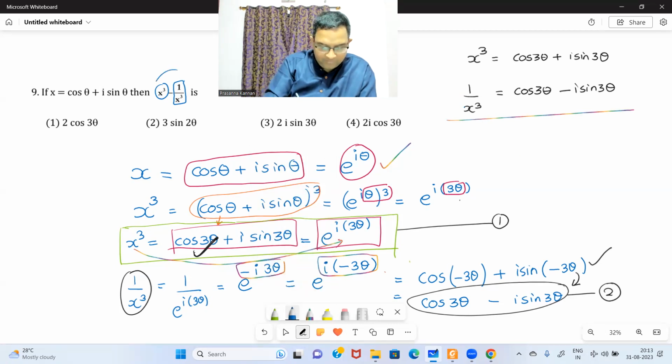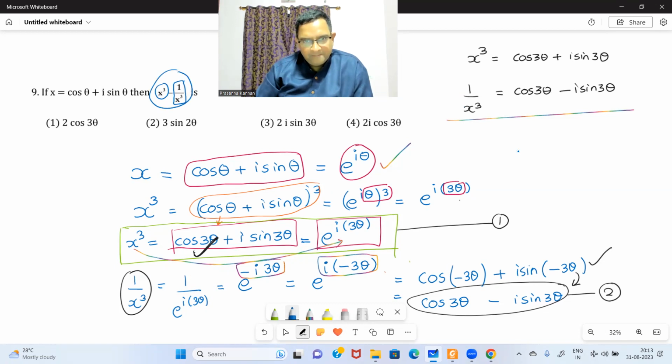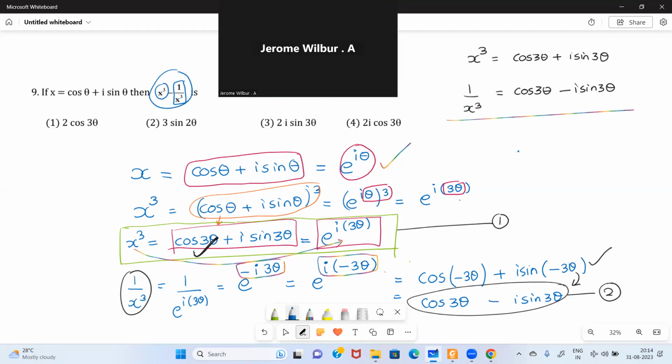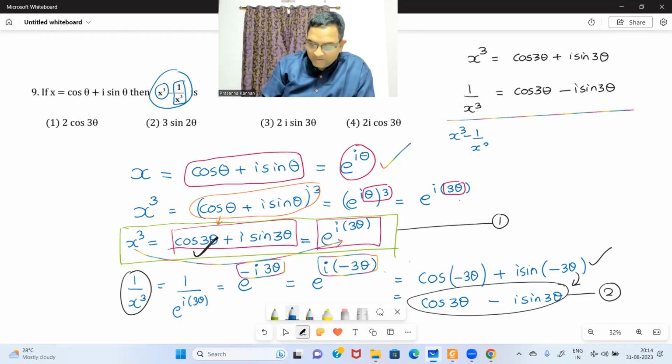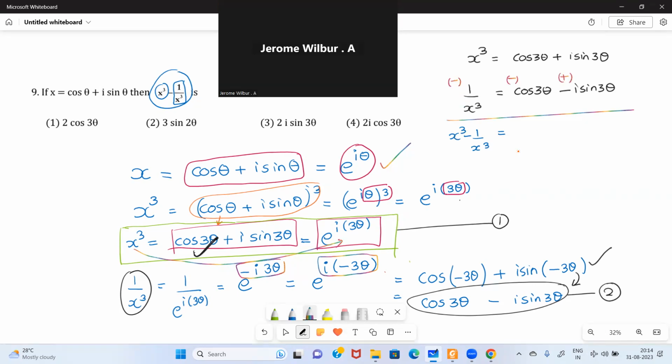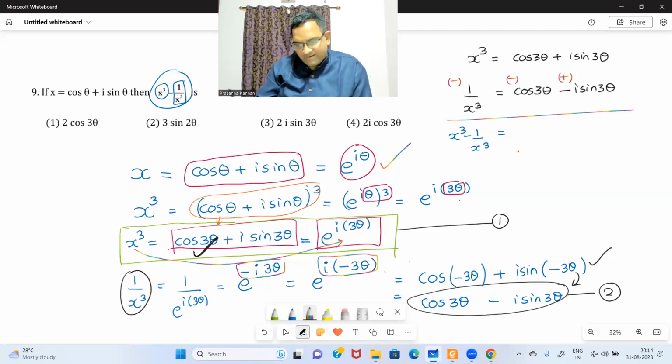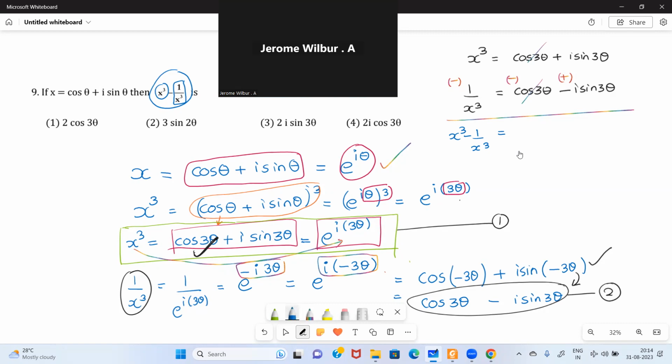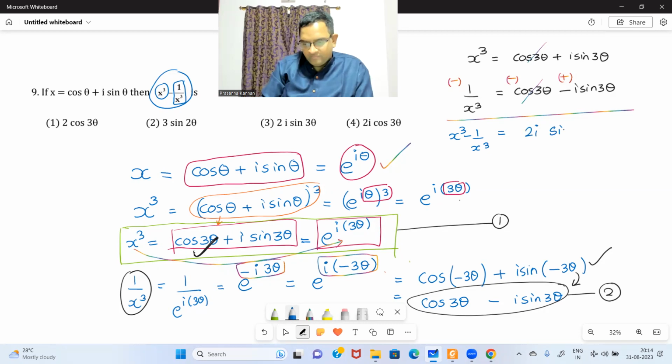Now what are we asked to find? What are we supposed to find? x cube minus 1 by x cube. Yes. So I'm subtracting these two. When I subtract, what will cancel? What will get added up? Cos 3 theta will get cancelled, sir. Very good. Cos 3 theta will get cancelled. What will get added up? I sin 3 theta. So it will be 2I sin 3 theta. That's all.